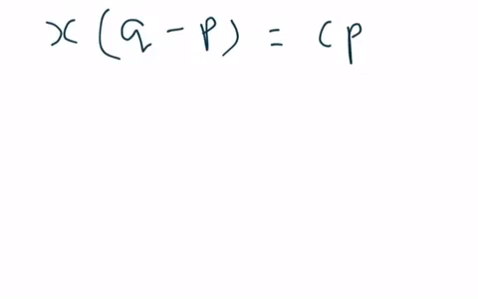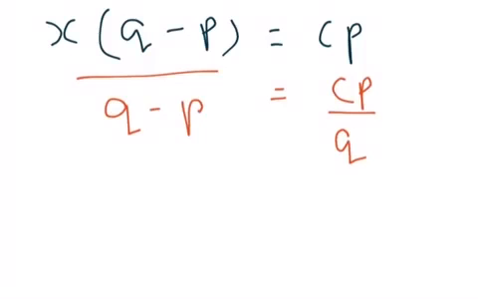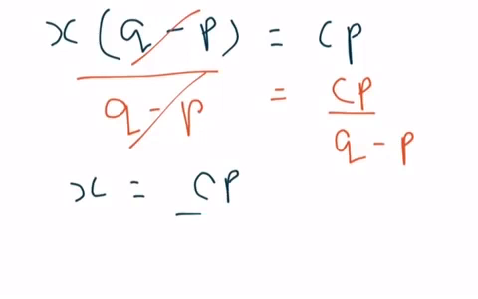And now I'm practically done, because now on the left hand side I've got x times q minus p, and the opposite of multiplication is division. So I will divide both sides by q minus p to give me the x on its own on the left, because the q minus p and the q minus p cancel out. So I've got x equals cp over q minus p, and that is my answer.